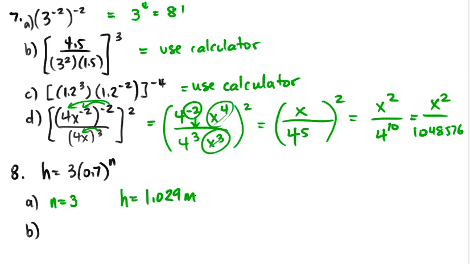It wants to know how long it takes to get to 0.5 meters, so the only way that we can do this is guessing and checking. You can check it after 4 bounces by plugging in a 4, after 5 bounces, etc., and by doing that you should find that it reaches that height after 5 bounces.